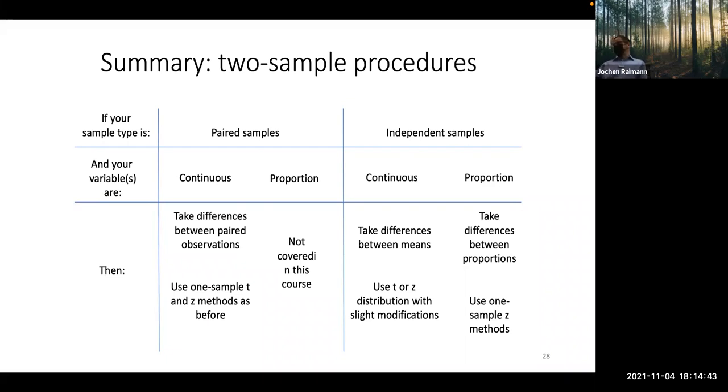With proportions, you can take differences between proportions in independent samples, and you can use two sample Z methods. We have covered these methods, where you use the normal approximation to compare proportions against each other. The paired samples proportion comparison, the McNemar test, is not covered in this course. Is that clear so far? It's logical, right? It's pretty much in line, a continuation of our thinking on hypothesis testing.